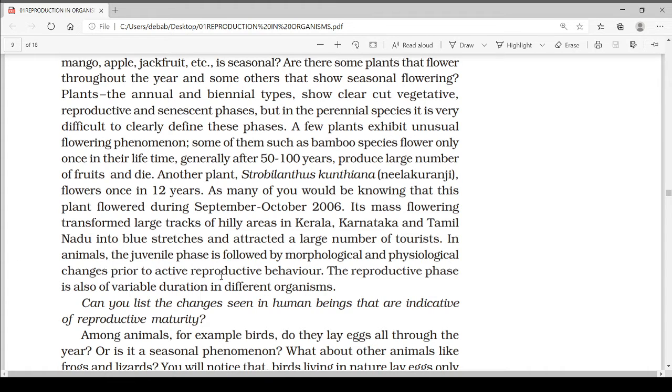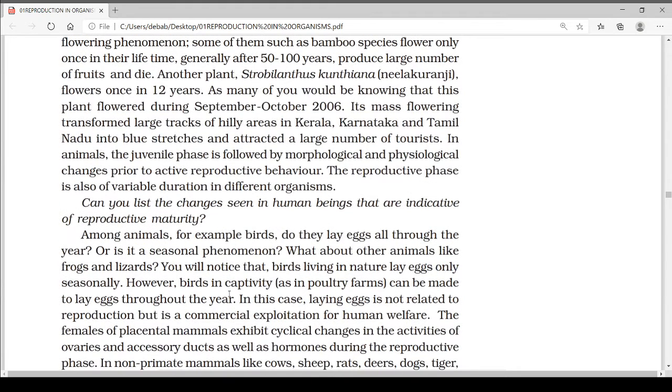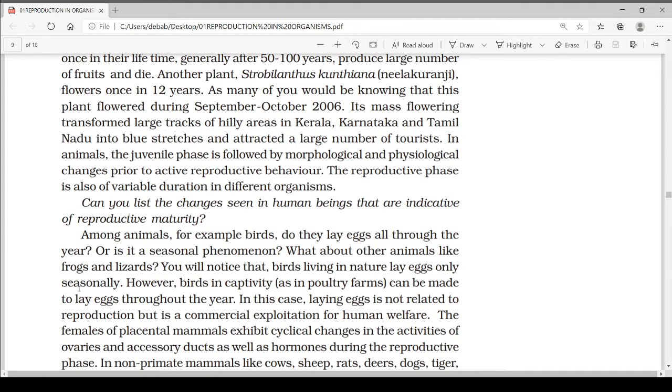In animals, the juvenile phase is followed by morphological and physiological changes prior to active reproductive behavior. The reproductive phase is also of variable duration in different organisms. Among animals, for example birds, do they lay eggs all through the year, or is it a seasonal phenomenon? What about other animals like frogs and lizards? You will notice that birds living in nature lay eggs only seasonally.